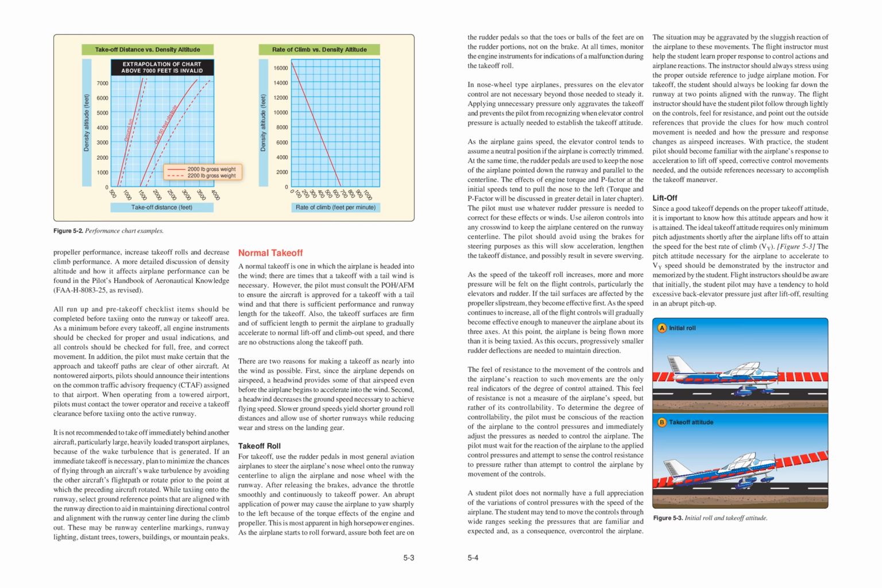As this occurs, progressively smaller rudder deflections are needed to maintain direction. The feel of resistance to the movement of the controls and the airplane's reaction to such movements are the only real indicators of the degree of control attained. This feel of resistance is not a measure of the airplane's speed, but rather of its controllability. To determine the degree of controllability, the pilot must be conscious of the reaction of the airplane to the control pressures and immediately adjust the pressures as needed to control the airplane. The pilot must wait for the reaction of the airplane to the applied control pressures and attempt to sense the control resistance to pressure rather than attempt to control the airplane by movement of the controls.